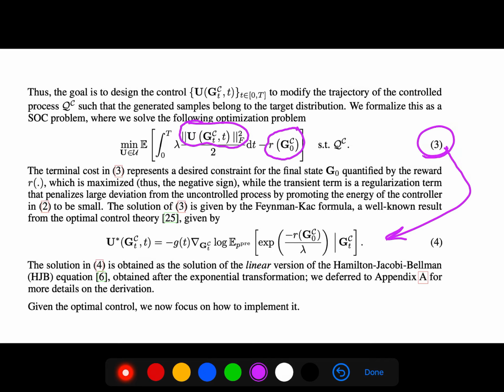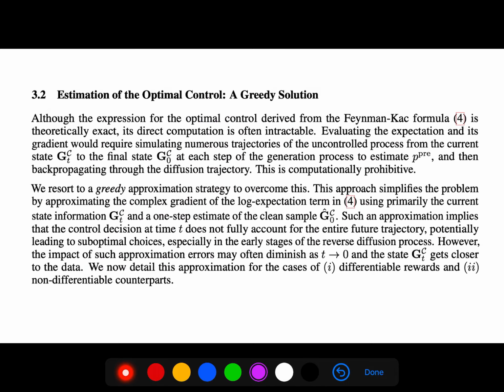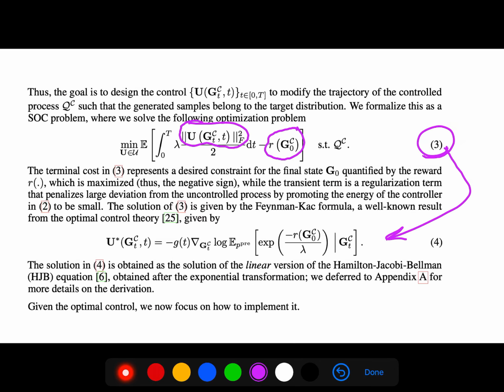And the solution is obtained as a solution of a linear version of, as I said, HJB. This is a solution. This is a linear version of HJB because HJB is more general, and so you know the solution. Isn't it interesting that we are minimizing this expectation of this functional, and of course subject to these constraints.